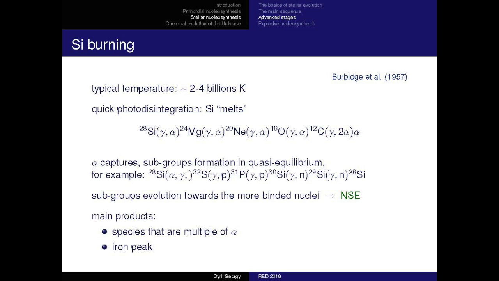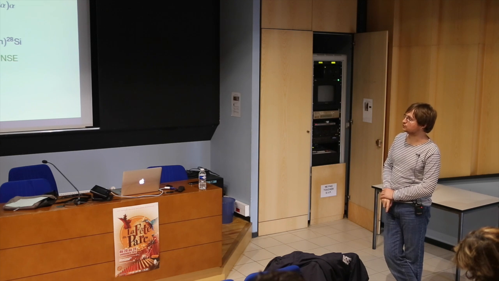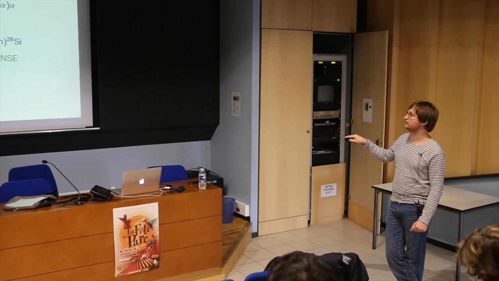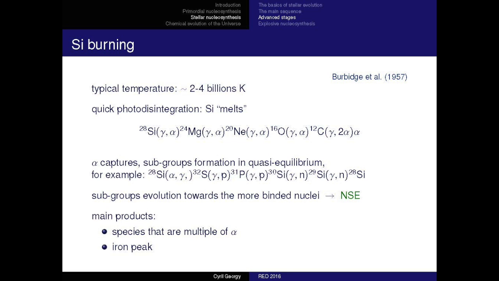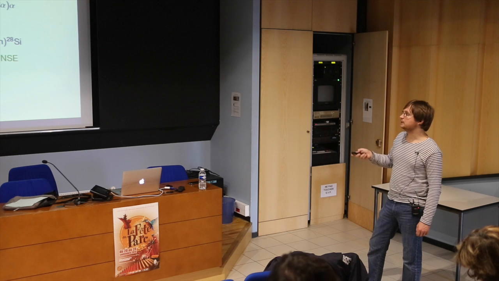You will produce these different kinds of elements in quasi-equilibrium, and progressively you will go toward the more bound nuclei in a nuclear statistical equilibrium. So the main products of these different phases of burning are multiples of alpha particles. So you will have everything that is a multiple of 4 here, and towards the iron peak. So basically up to nickel 56.